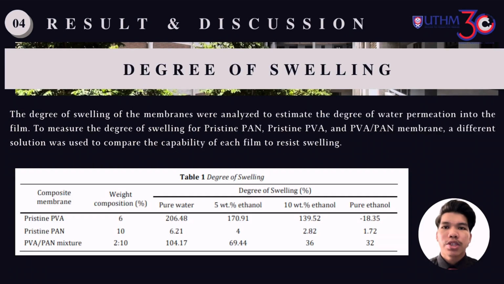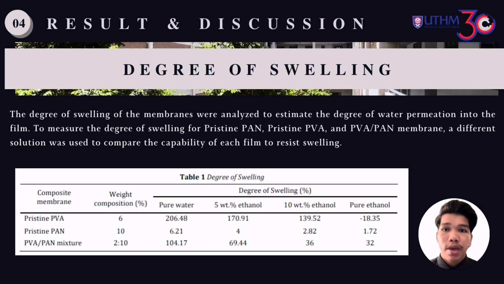The next characterization is degree of swelling. The degree of swelling of the membranes was analyzed to estimate the degree of water permeation into the film. Different solutions were used to compare the capability of each film to resist swelling, in which the membranes were immersed in distilled water, 5 weight percent ethanol aqueous solution, 10 weight percent ethanol aqueous solution, and pure ethanol.